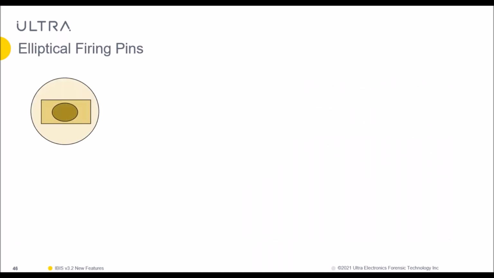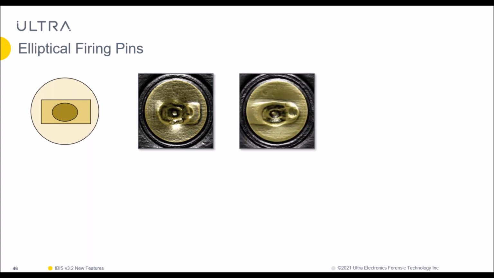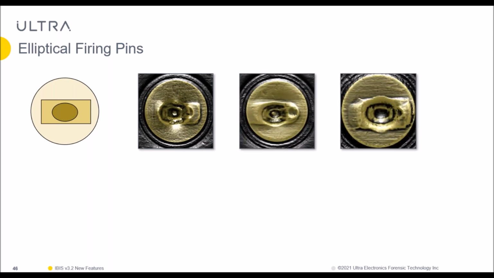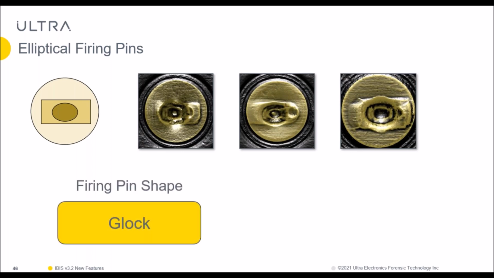Next up is a name change for elliptical firing pin shapes. We're talking here about firing pin impressions from exhibits fired from some Glocks, from Smith & Wesson Sigma, or from Springfield XDS 9mm pistols. We used to enter these with a firing pin shape of Glock, and about 5 years ago that changed to elliptical with Glock in brackets. Now the name is simply elliptical.